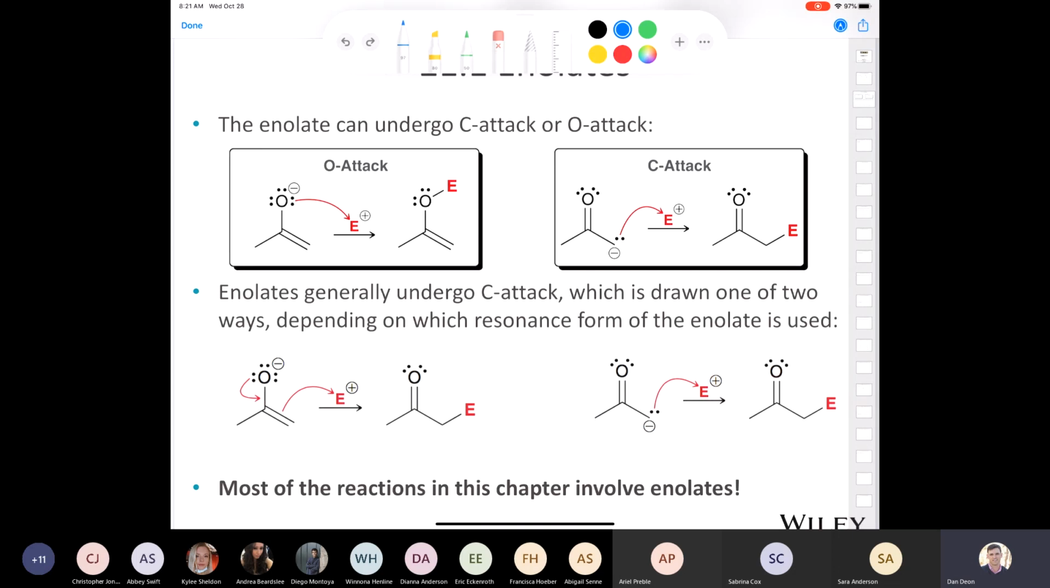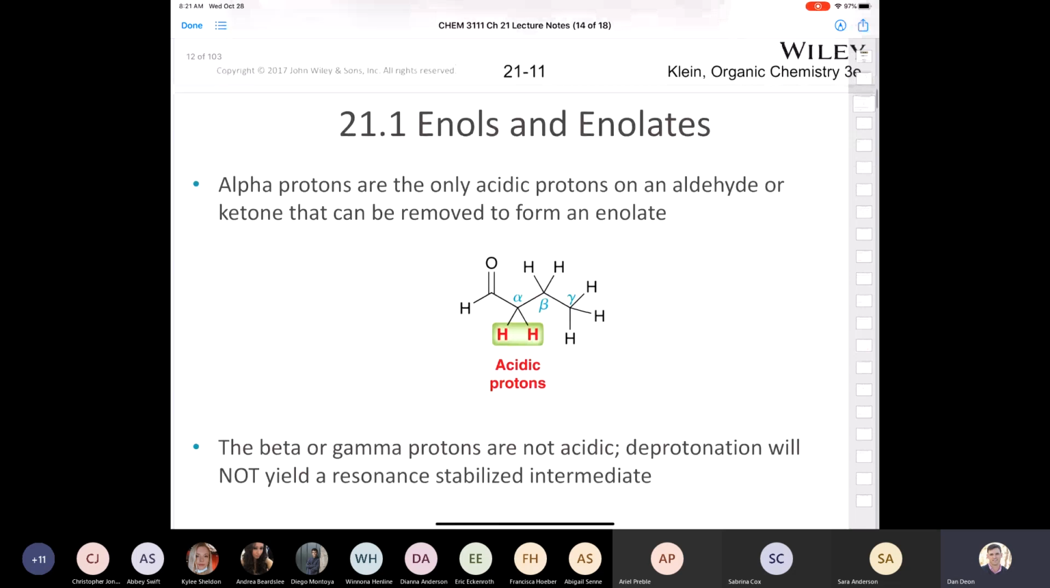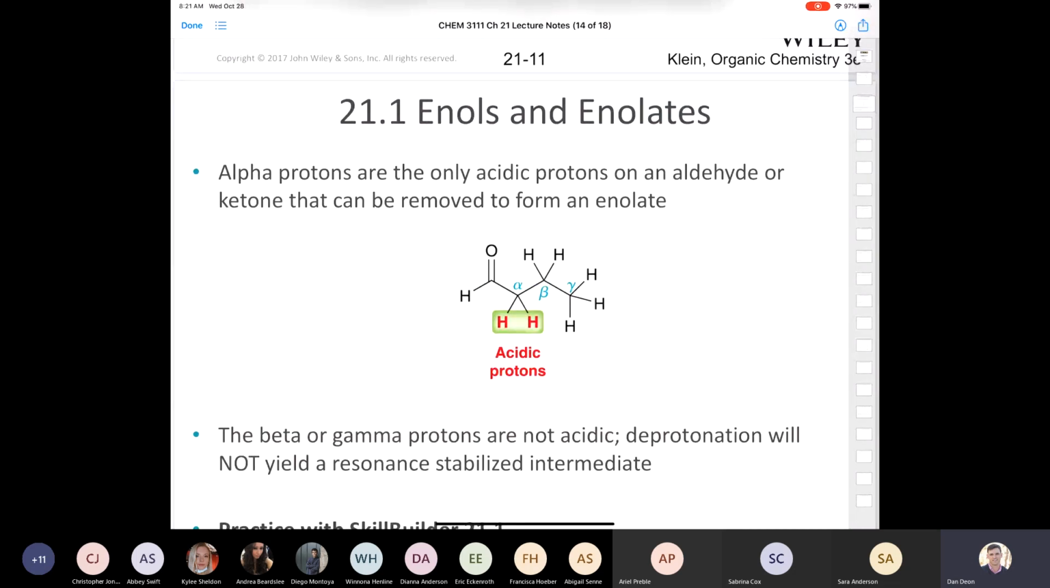Now, just a little bit more about the oxygen attack. If you're the kind of person that likes to research things on the internet, you can look up oxygen attack and when that is preferred and the conditions for that. But most of, in fact all of, the reactions that we're going to look at in this chapter involve the enolate behaving as a nucleophile from the carbon. We're not going to look at any O attack at all in this chapter, and there are good reasons for that. I'm not going to go into it right now, but we'll just leave it at that and move on.